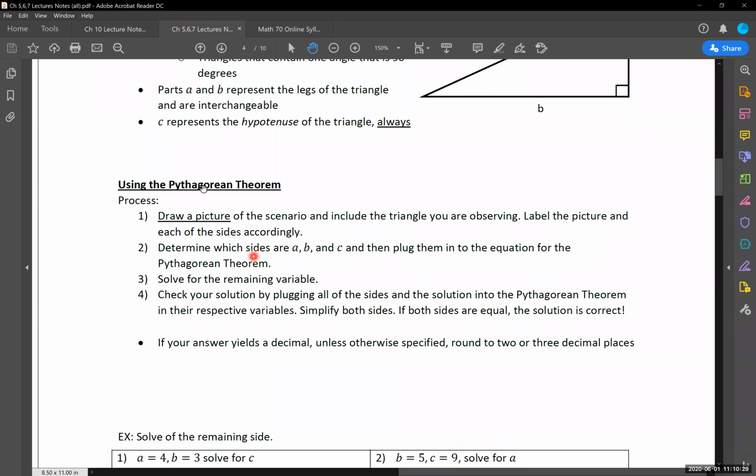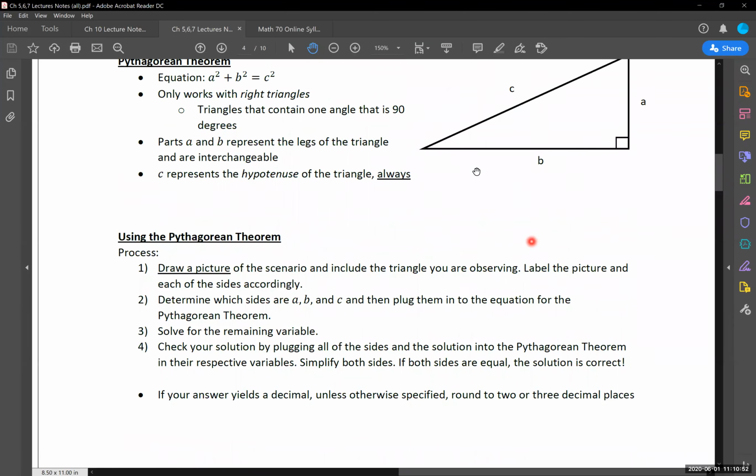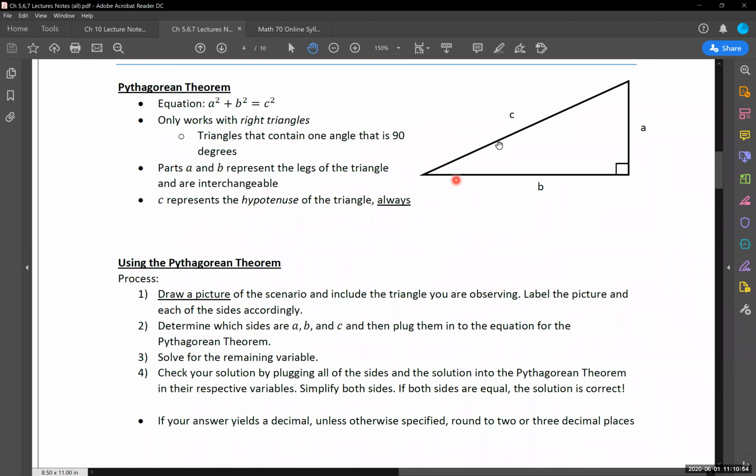And again, we had our general process for this. Draw a picture of the scenario and include the triangle of what you are observing. You're going to be given something where you can create this triangle for yourself. I also recommend you label that picture and label each side accordingly. You don't necessarily need to plug in values right at the very start. I find it helpful half the time to just say, here's my general triangle.